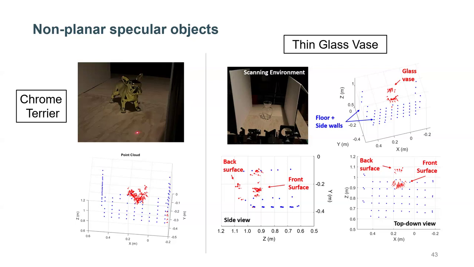This experiment on the right was pretty interesting. We were trying to scan a thin glass vase. And because the vase was transparent, we could observe two bounce returns off of both the front surface of the vase and the internal back surface of the vase. So that means that even though we only ever viewed the vase from the front, we were able to reconstruct the geometry of both the front and the back surfaces.